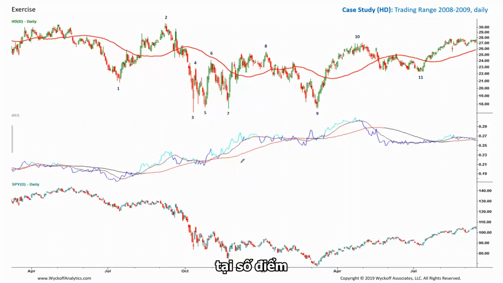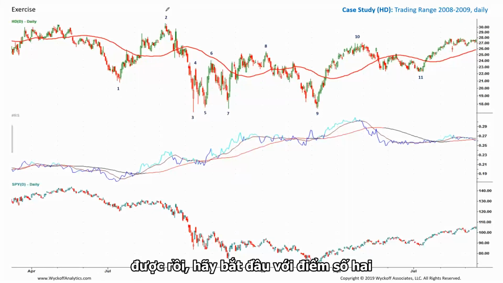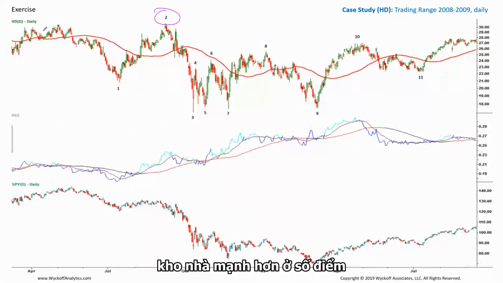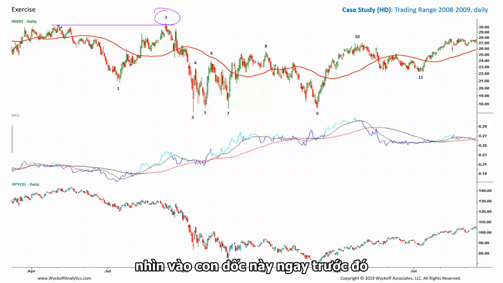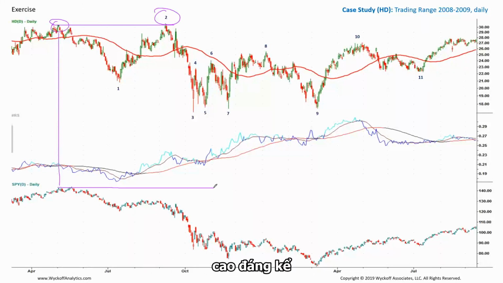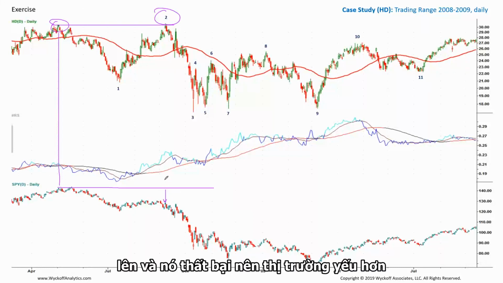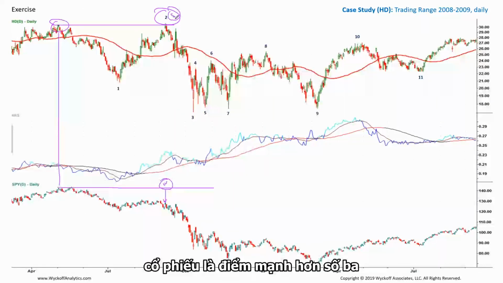At point number 1. Okay, let's start with point number 2, will be easier. At point number 2, what is stronger, what is weaker? Home Depot is stronger at point number 2. Okay, look at this slope, right? Previous significant high. What does the market do at this high? The market is trying to go up and it fails. So the market is weaker, the stock is stronger.